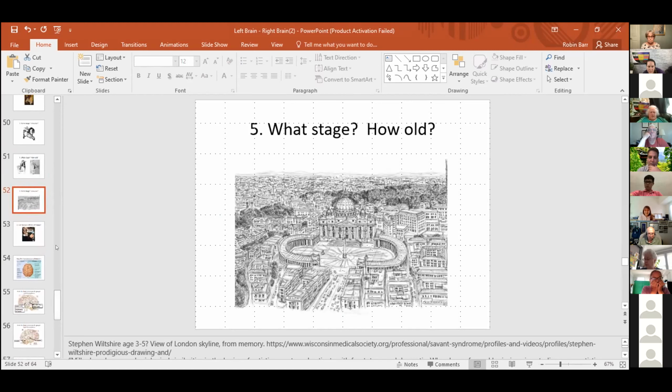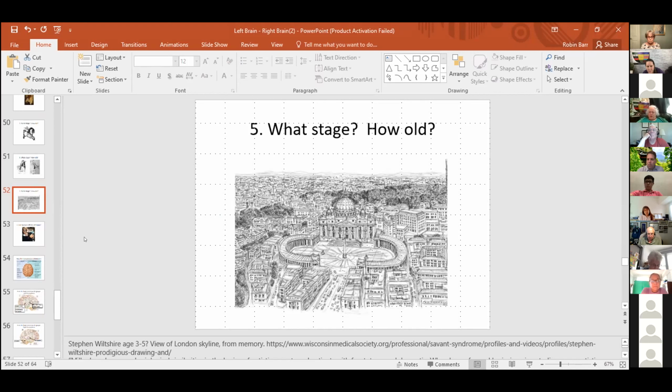What's going on here is that these children are using the right side of their brain to draw with, and they are drawing exactly what's on the retina. And this is from memory, by the way. This is a picture of the London skyline from memory by this 4 or 5-year-old. And he just remembered everything that he saw, but he would not be able to identify the different places because to him, it's just shapes on the retina.